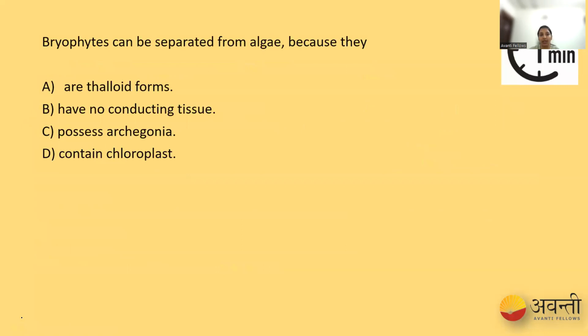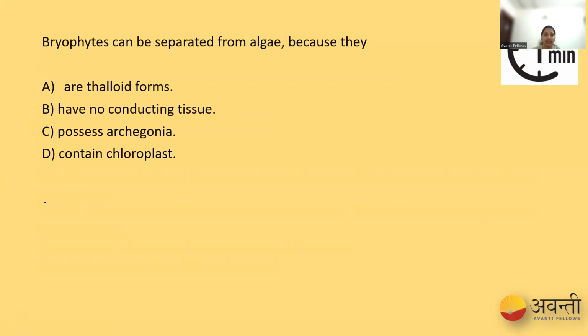Now moving to next one. Next question says the bryophytes can be separated from algae because they have: option A, they are thalloid forms; option B, they have no conducting tissue; option C, they possess archegonia; option D, they contain chloroplasts. So you have to find out the difference between the bryophytes and the algae, how these bryophytes are different from the algae.